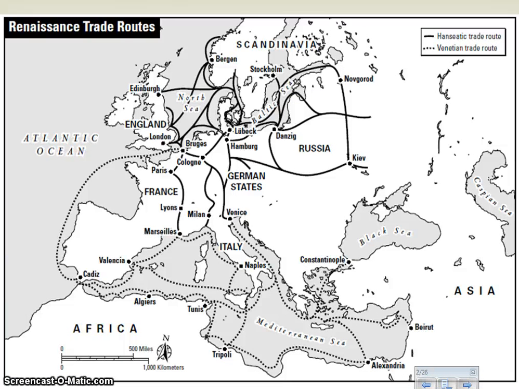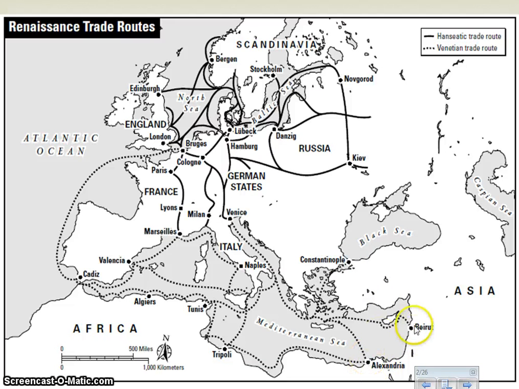Here we have a map. These are the trade routes during the Renaissance. It's important to look at this map because, first of all, we see that over here we have Egypt and the Holy Land. These trade routes were developed during the Crusades in the Middle Ages. We have Constantinople, Beirut, and Alexandria. That is the old Byzantine Empire, which has fallen. Beirut is close to Jerusalem, and Alexandria is in Egypt.